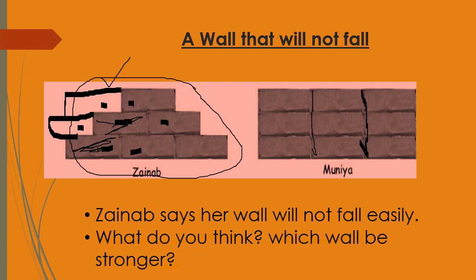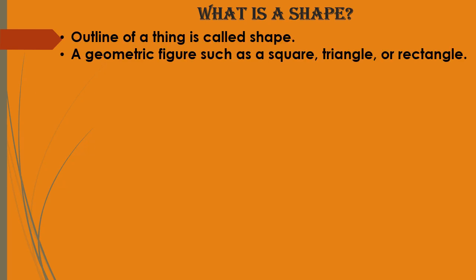So moving on to the next part. Now in this part we are going to talk about a shape. Why are we going to talk about a shape? Because whatever patterns we have studied till now, these patterns are formed with the help of shapes only. So the outline of a thing is called shape. Anything, if we take the outline of that thing, that is called shape.